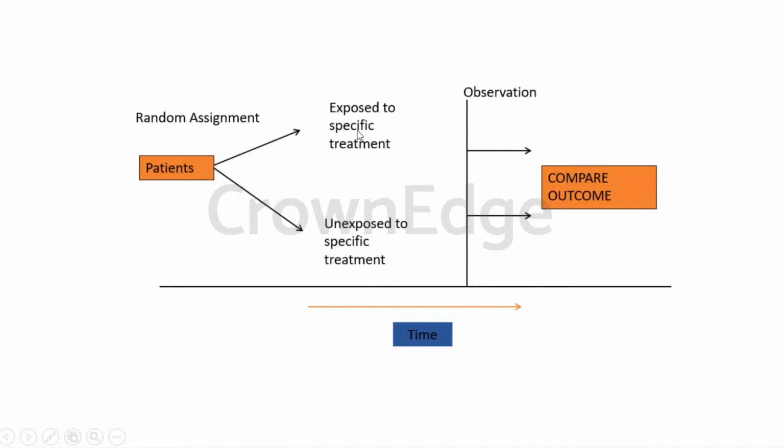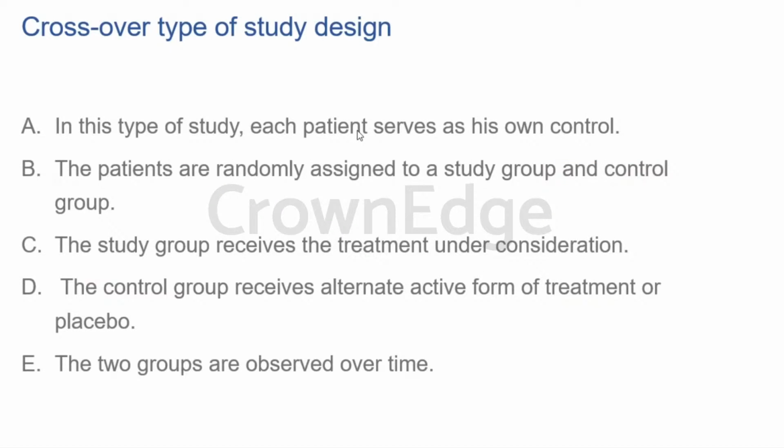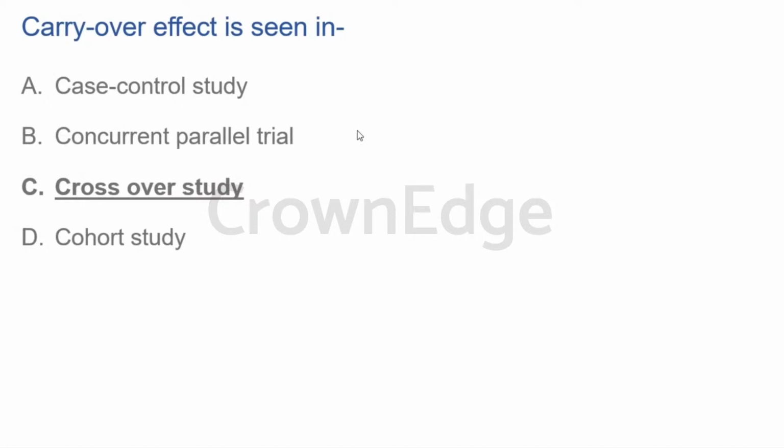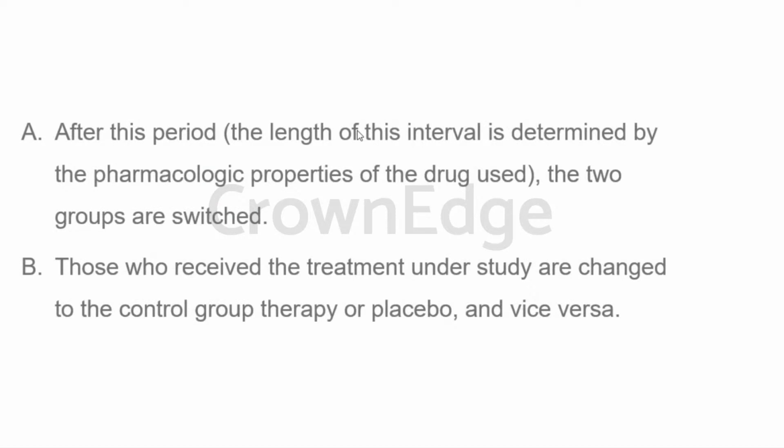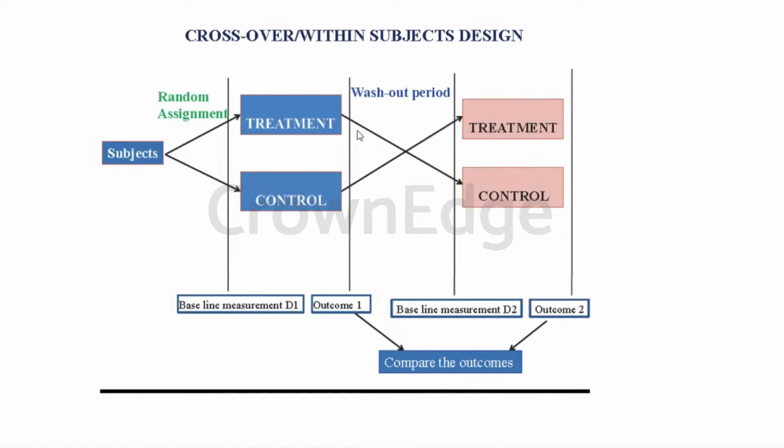Okay, so the group that is in the treatment group, experimental group, will always remain in the experimental group till the end of the study, whereas in a crossover type of study design, there is something called the carryover effect. Before I read the slides, I will just explain it to you.